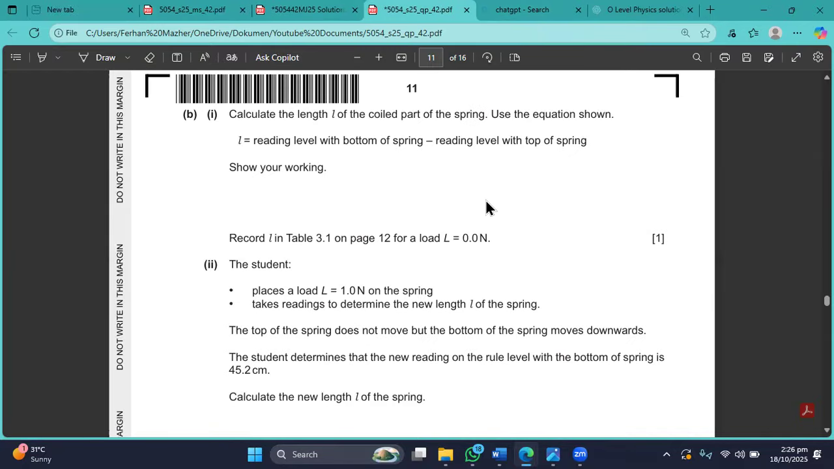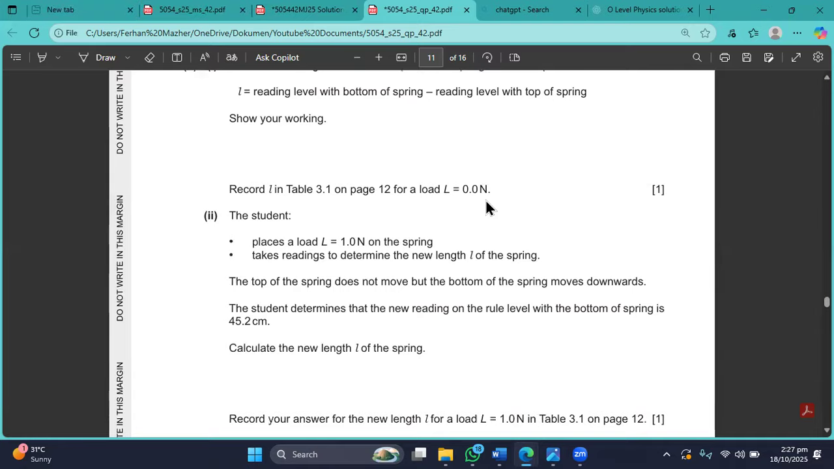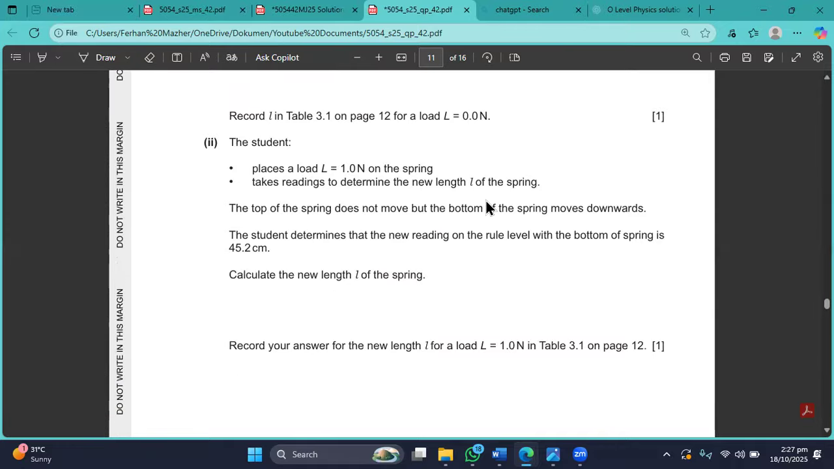Then they ask us to record the value of the length of the spring in table 3.1 on page number 12 for a load of 0.0 Newton. So when there is no load on the spring, this is the length of the spring, which is 2.1 centimeters. The student places a load of 1 Newton on the spring, takes readings to determine the new length L of the spring. So he puts some load and notes down the new reading. He calls it small L.